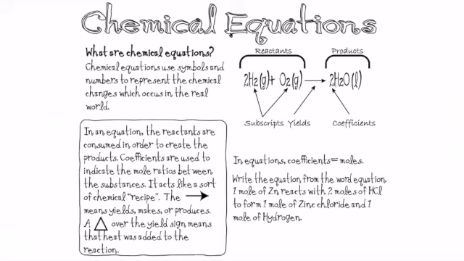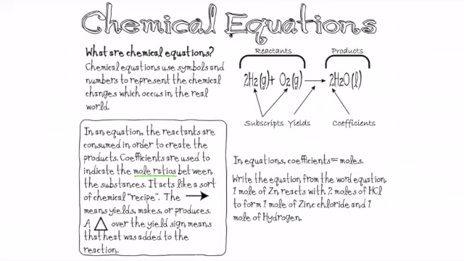In an equation, the reactants are consumed in order to create the products. Coefficients are used to indicate the mole ratios between the substances. We'll talk a lot more about moles in January. It acts like a sort of chemical recipe. The arrow means yields, makes, or produces. A triangle over the yield sign means that heat was added to the reaction. In equations, coefficients equal moles.